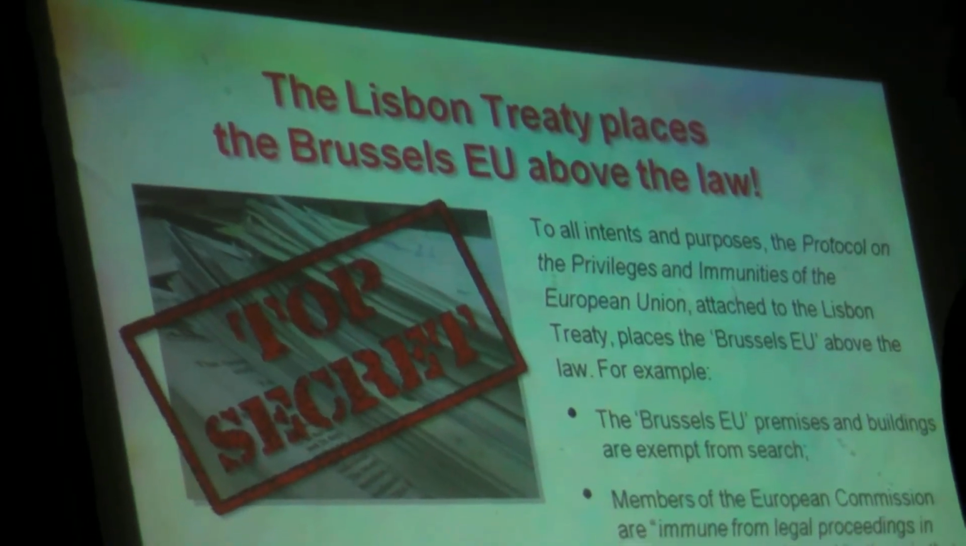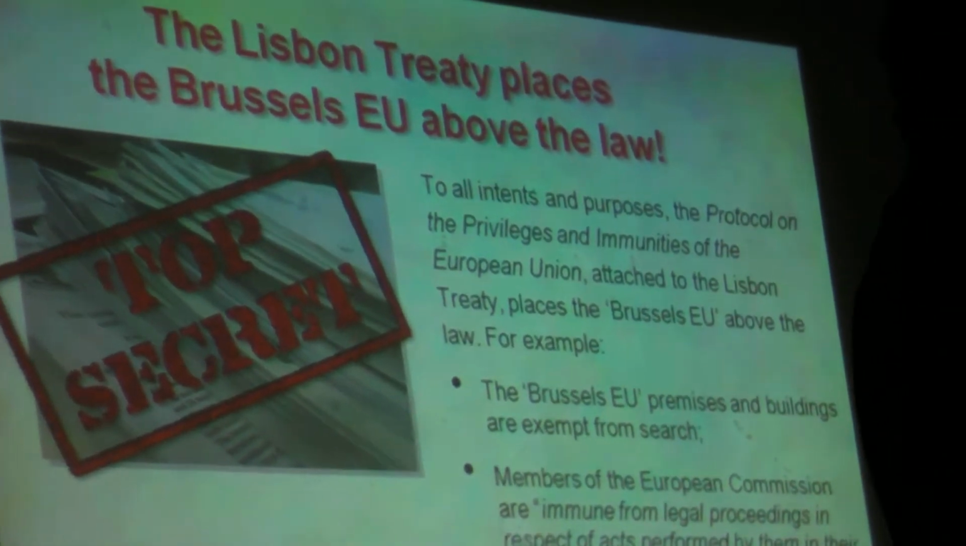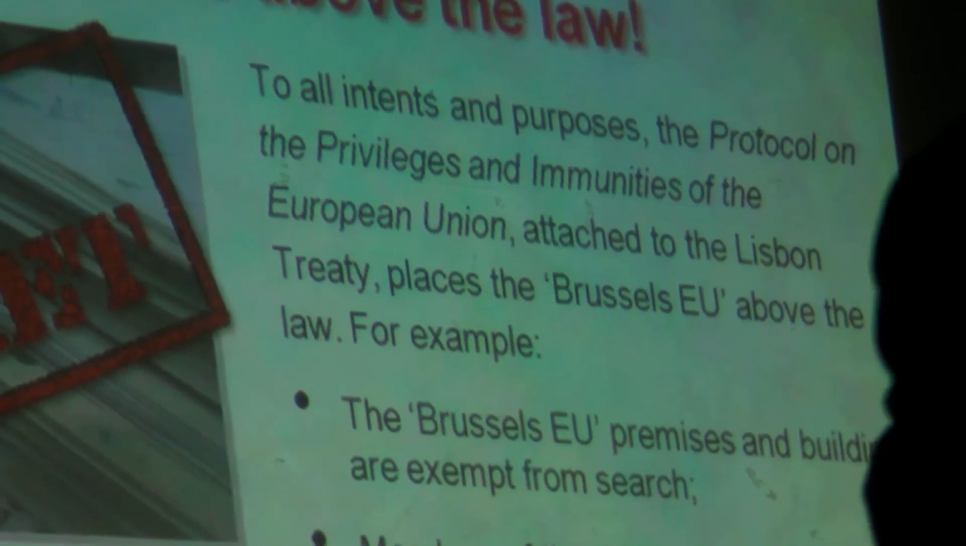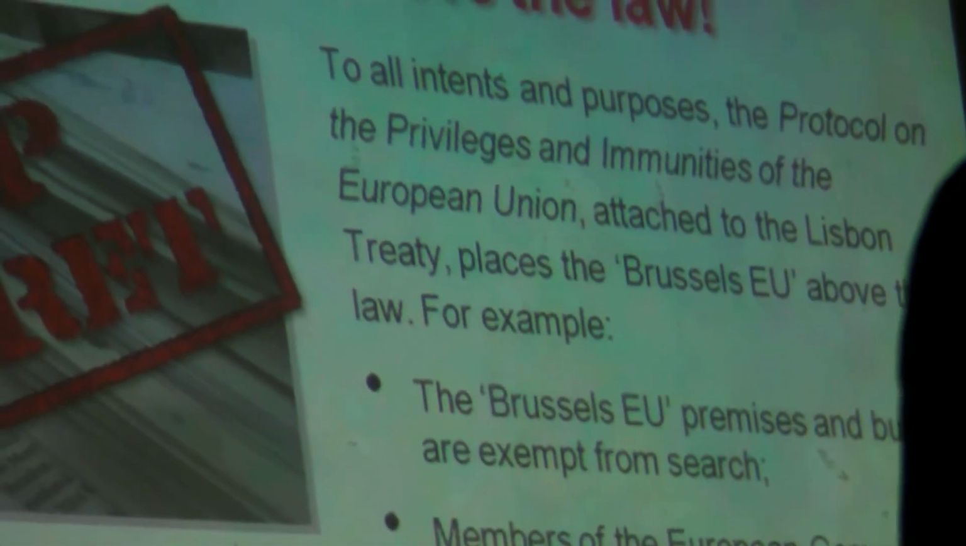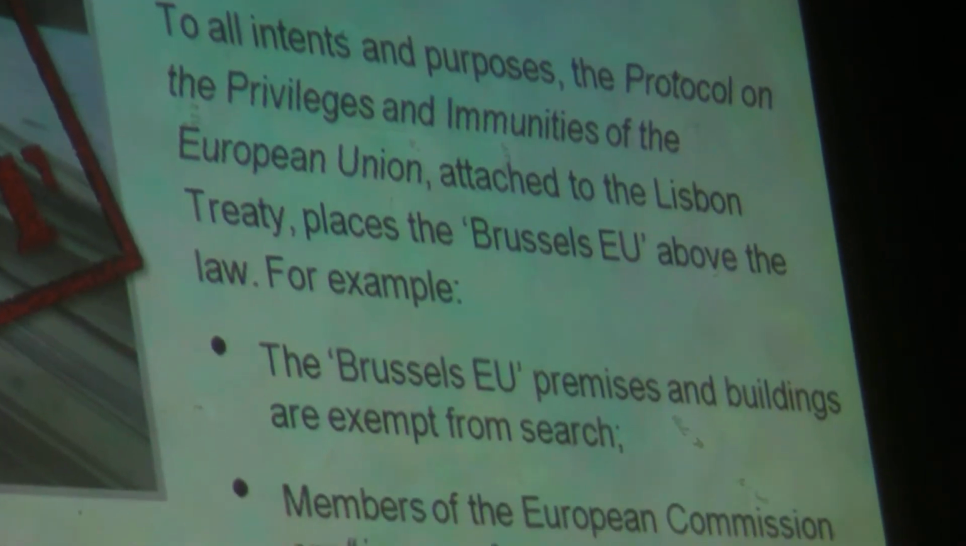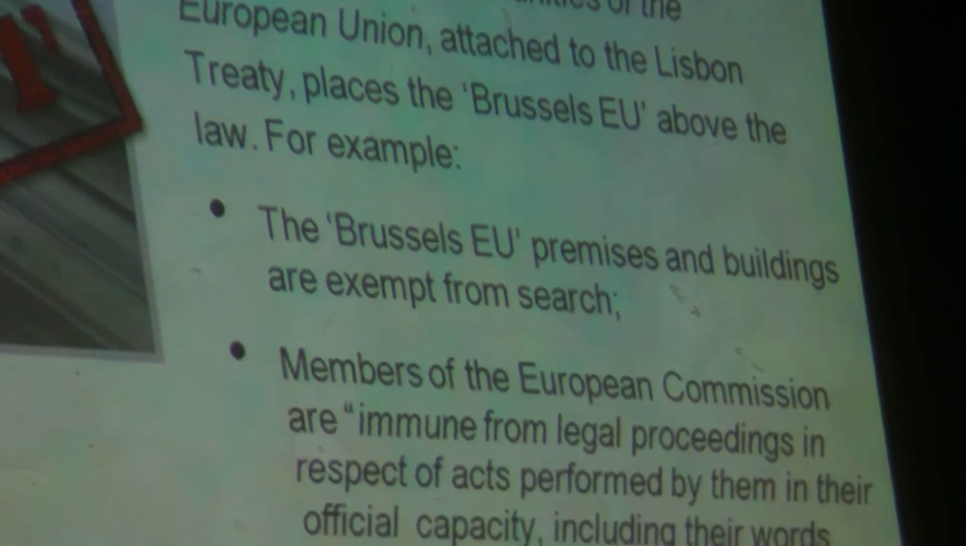I mentioned a moment ago about the protocols. At the end of the treaty there's this bunch of little stuff that's stuck on the end. One of these is called the Protocol on the Privileges and Immunities of the European Union. And what it does, it makes the EU premises and buildings exempt from search.